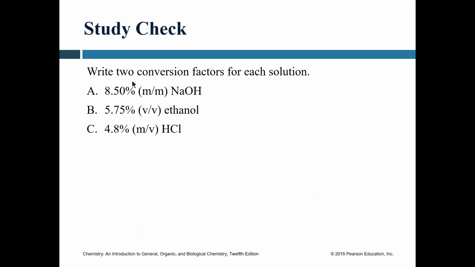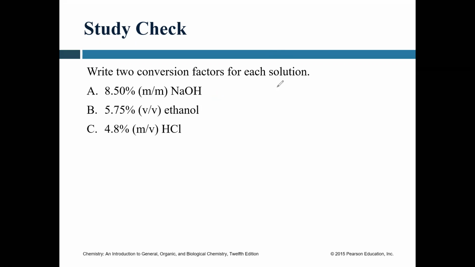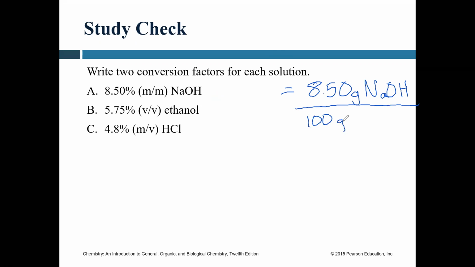So we can think about these different values as conversion factors. Because if it's a percent, that means it's per 100. So when I say that I have an 8.5% mass NaOH solution, that is the same thing as saying 8.50 grams of the solute, and in this case it's NaOH, over, it's a mass, so over 100 grams of solution. All right, so those two things say the same thing because a percentage is per 100.